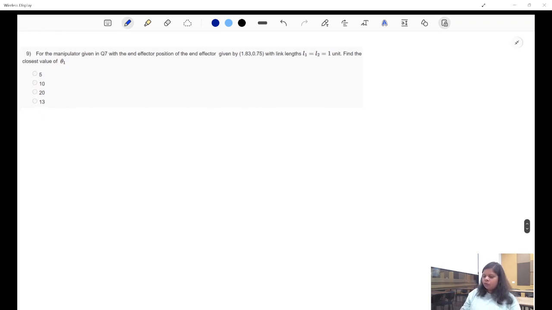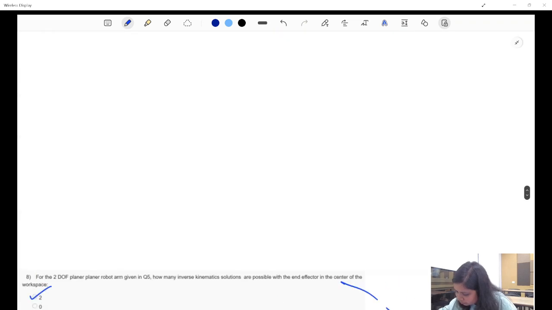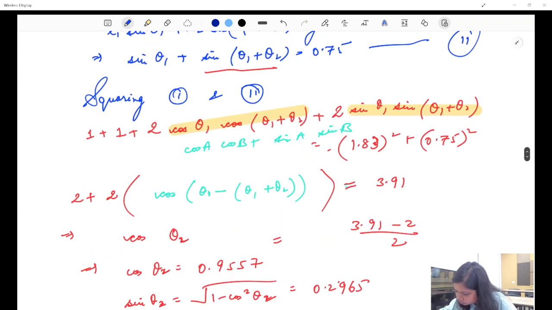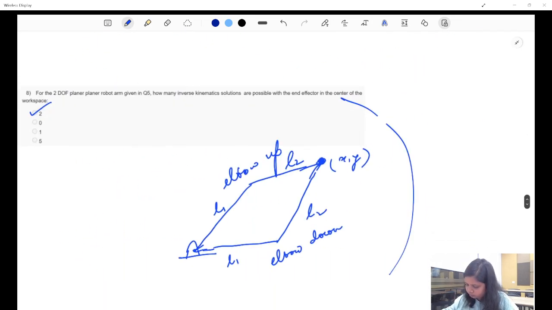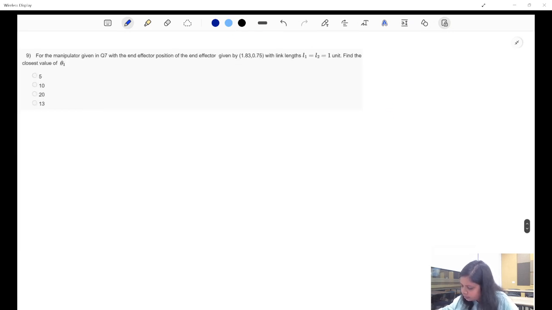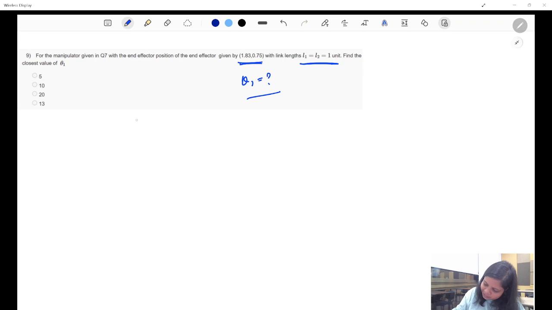Okay. For the manipulator given in question number 7, it is the same manipulator. All right. End effector position remains the same. Link length is the same. We want to find out what is the value of theta 1. So we'll proceed with the next part. So from there we had already got that theta 2 was 18 degrees, right? We had already got this.